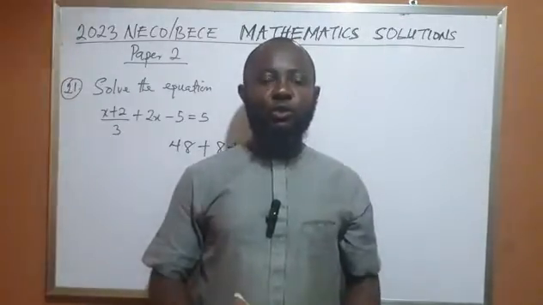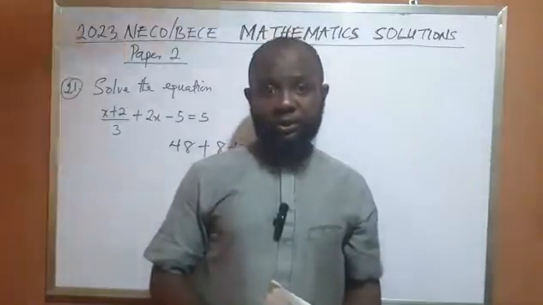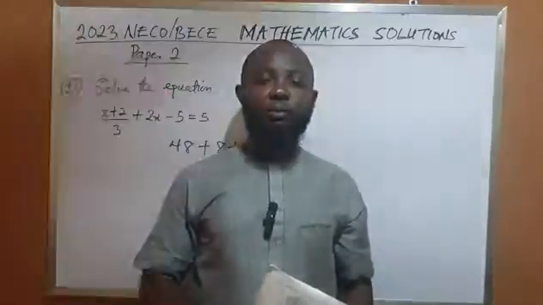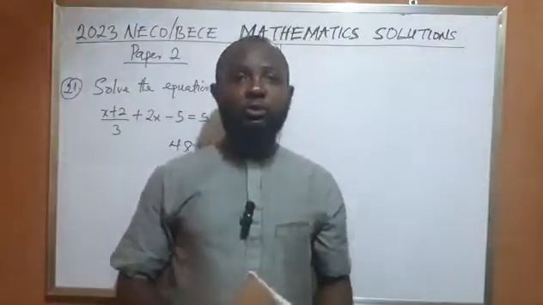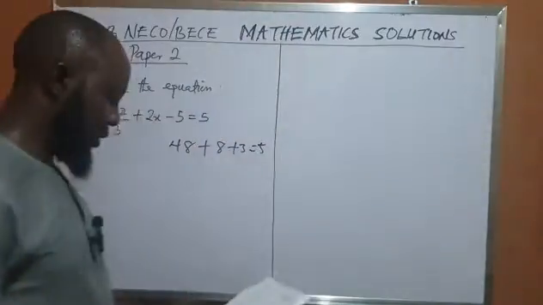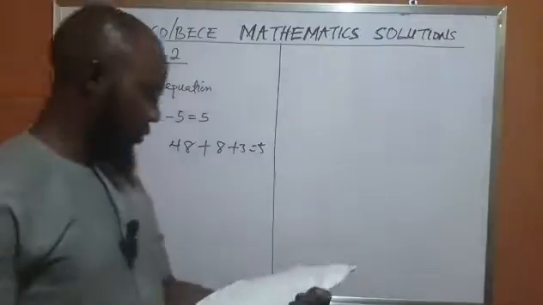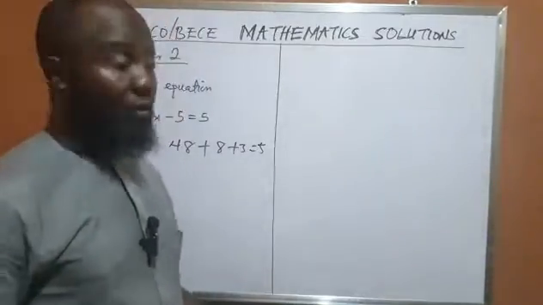In this video, we continue from where we stopped in our solutions to NECO BECE 2023 Mathematics Paper 2. We stopped at question 20. Today, we want to look at question 21 to 30 or 40 thereabout, depending on the time frame we have on this video.